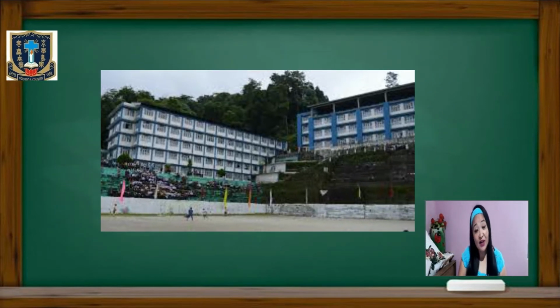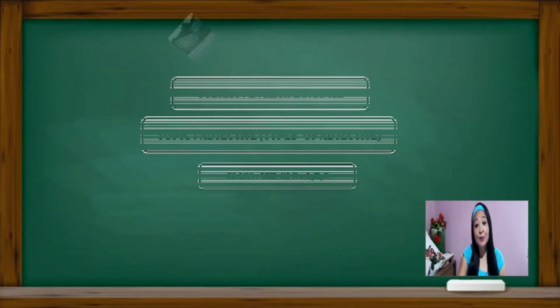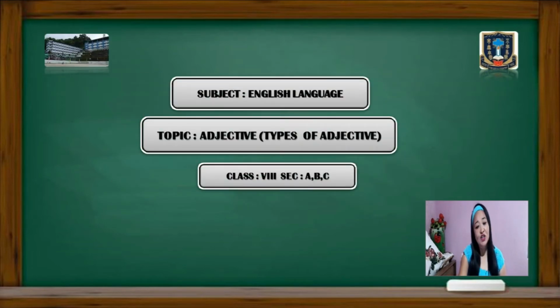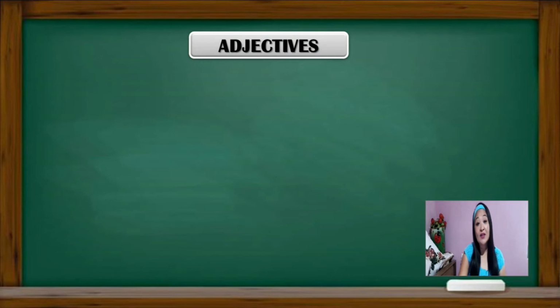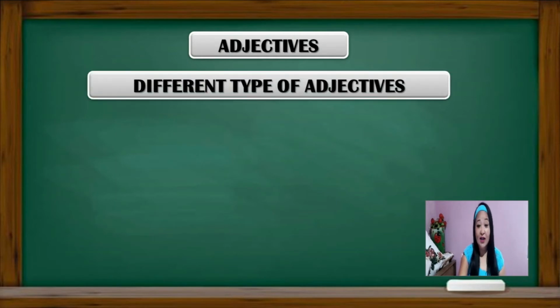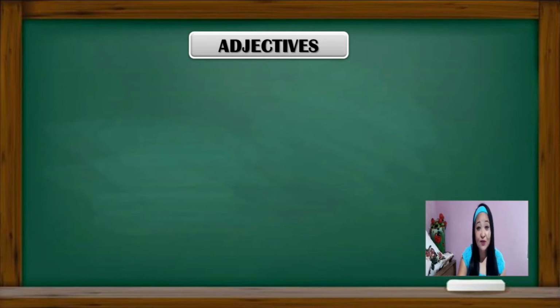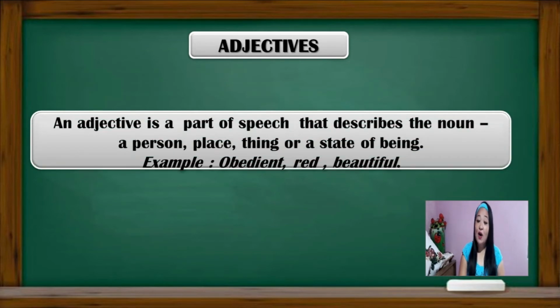Well, in today's class of English language, we shall take up a topic that is adjective and the types of adjectives. Okay. Let's get started. First of all, what is an adjective? That's what we're going to study today, and the different types of adjectives. Well, what's an adjective then? Well, an adjective is a part of speech that describes the noun, okay? Whether that noun is a person, place, thing, or a state of being, all right? In short, we can also say that an adjective is a describing word, okay?